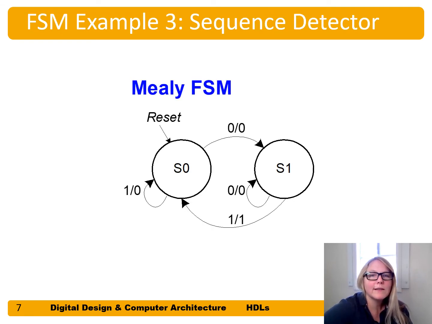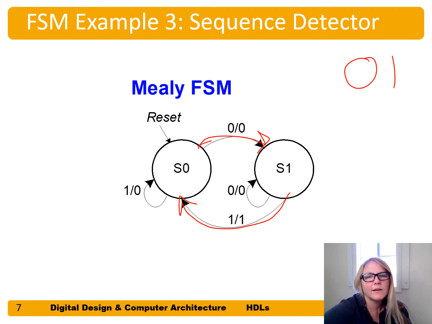We now consider the sequence detector if it were a Mealy type FSM. We're still looking for the 0, 1 sequence. So 0 followed by 1. But here, remember the output is on the right side of the slash. If we get that 1, the output immediately asserts. So the timing is slightly different for this Mealy FSM as opposed to the Moore FSM.